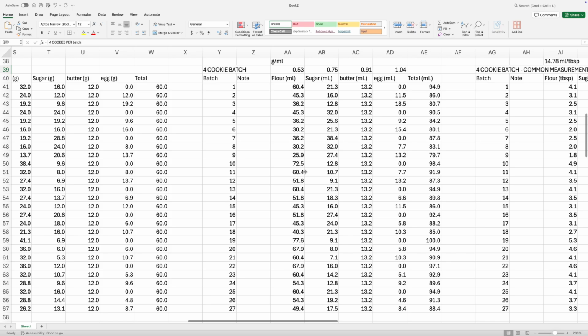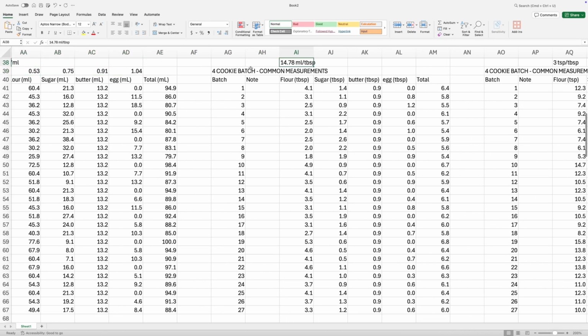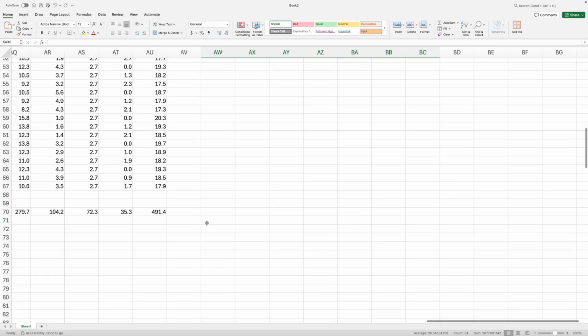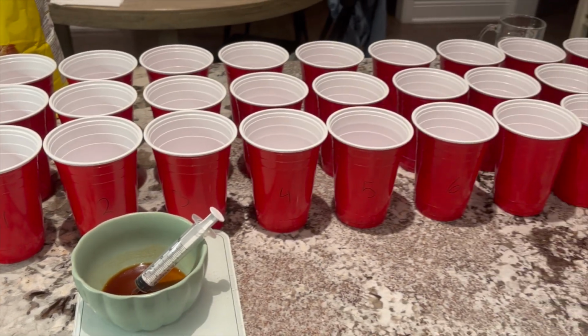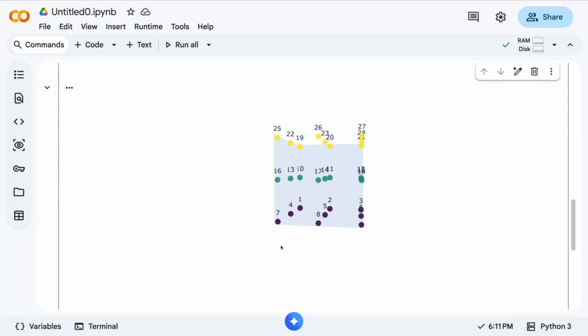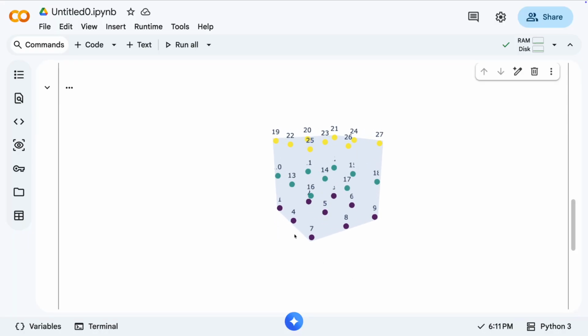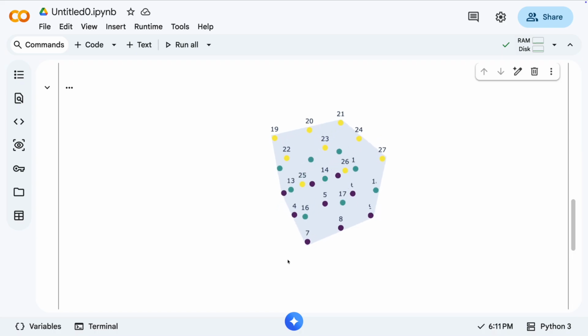More spreadsheet math helped me determine the total amounts of each ingredient that would be needed. Next, I figured out how much of each constant ingredient was needed per batch. I used a syringe to put 5 drops of vanilla, that's 0.3 milliliters, and a knife's edge to get 0.24 grams of salt and baking soda in every cup.